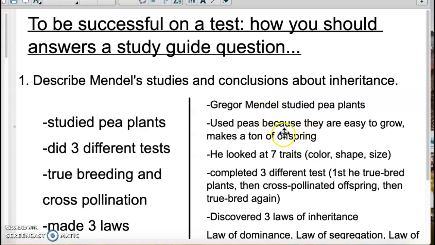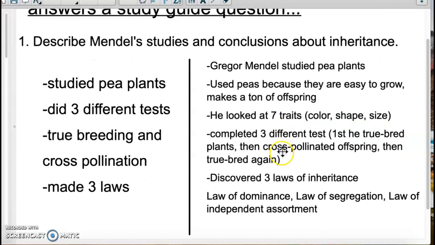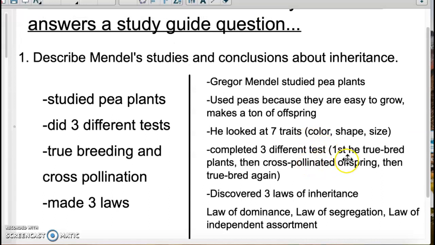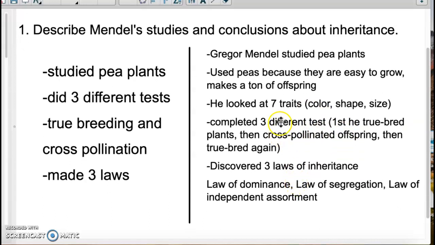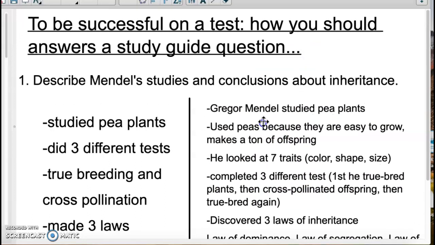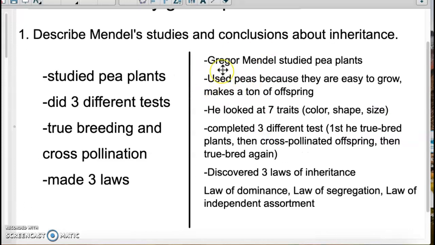Gregor Mendel studied pea plants. He used peas because they were easy to grow. So why did he use pea plants? What did he study with those pea plants? He looked at 7 traits. He completed 3 different tests, naming those tests. And then what did he discover? What were his conclusions about inheritance? Well, he discovered 3 laws, and then you name those 3 laws. That would be the best, most detailed way to answer question number 1.